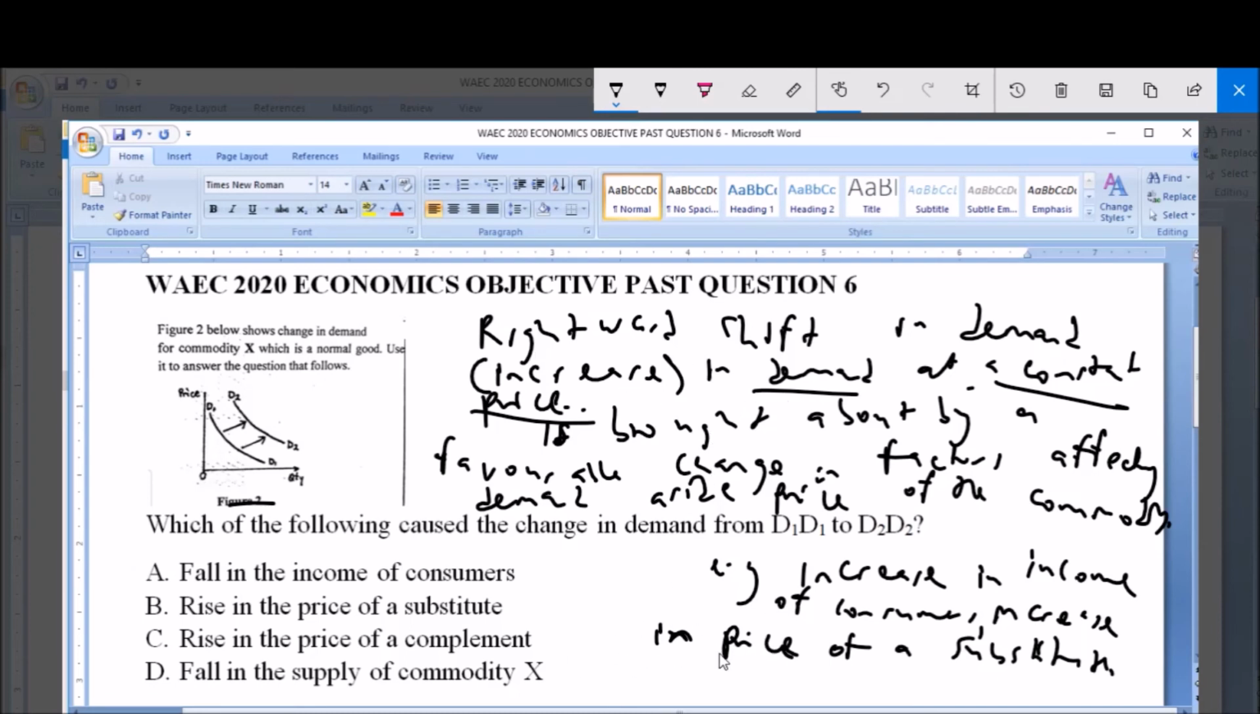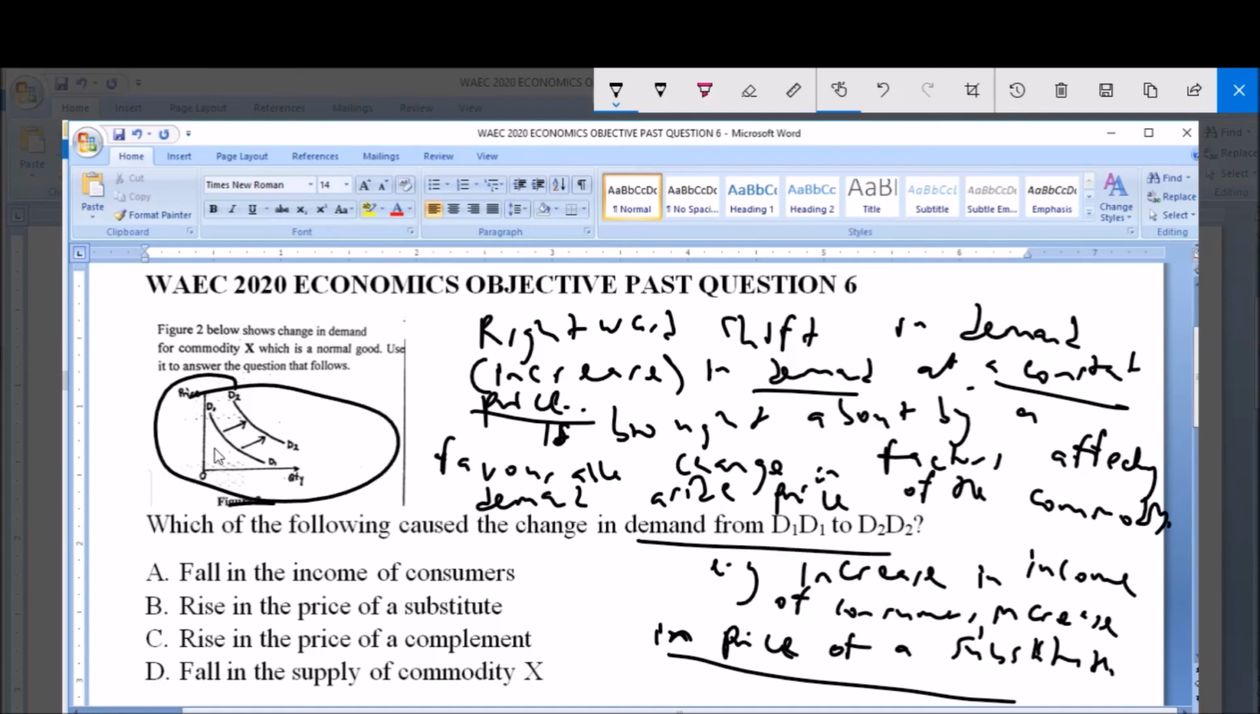Now, as we have established here, an increase in price of a substitute is one of the factors that can cause a change in demand from D1 to D2 as shown in this diagram. So a rise or increase in price of a substitute is option B, and option B is the correct answer to this question.